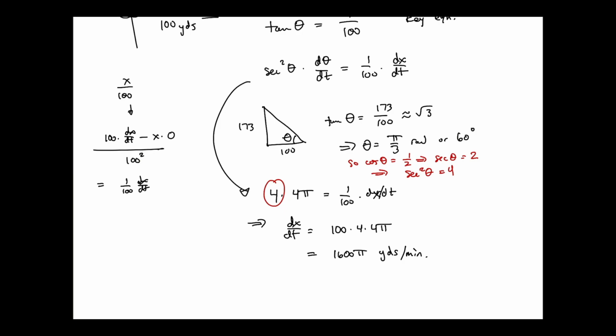So we deduced that at the moment in question, the triangle we were looking at had a base of 100, height of 173, and unknown hypotenuse. But we knew that at that moment, the angle is 60 degrees. Now, I need to plug that into secant squared of theta. So I need to determine the secant of that angle, right? The angle is 60 degrees, so what is cosine of 60 degrees?